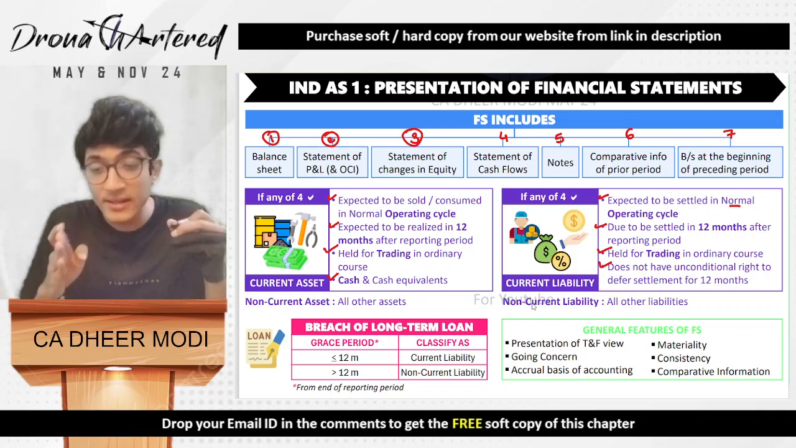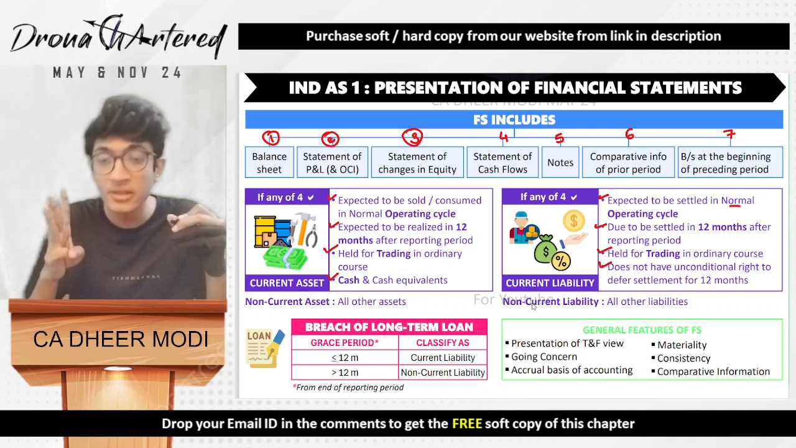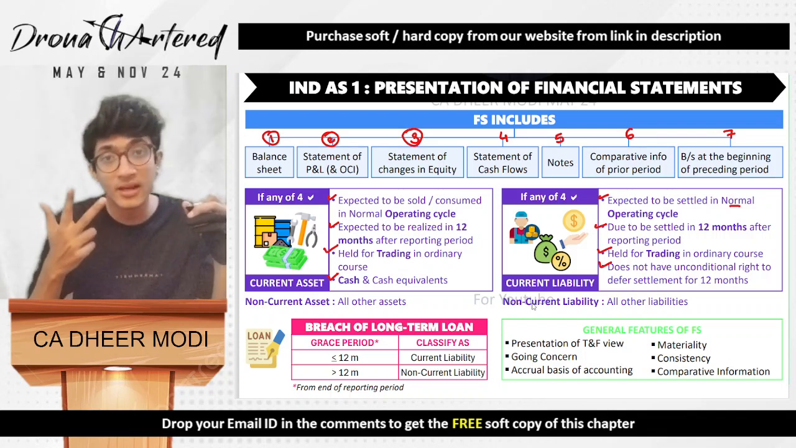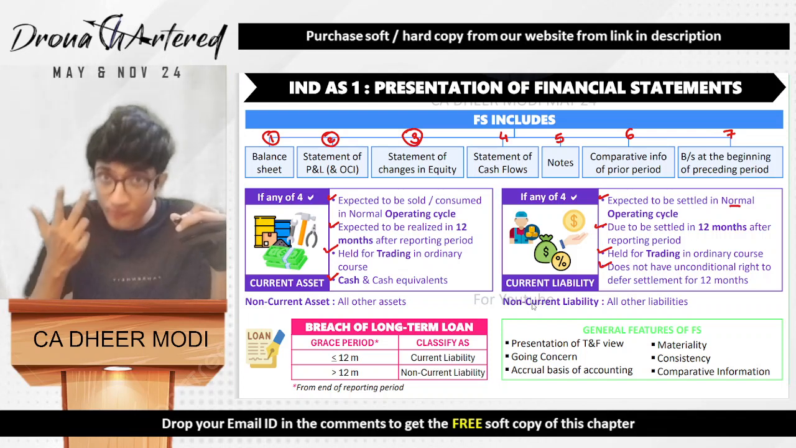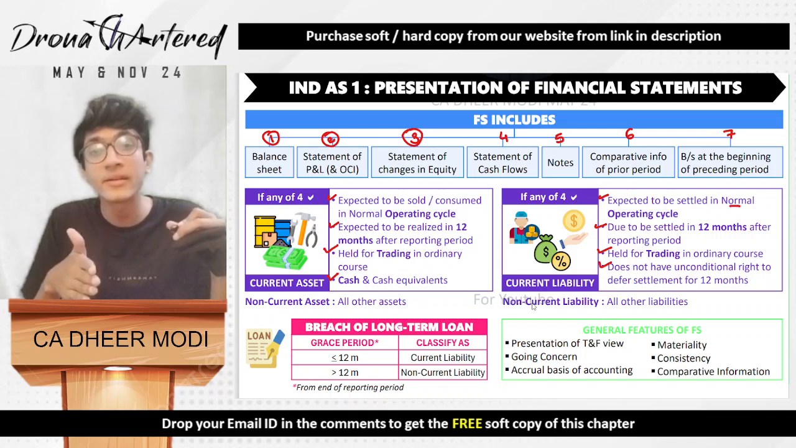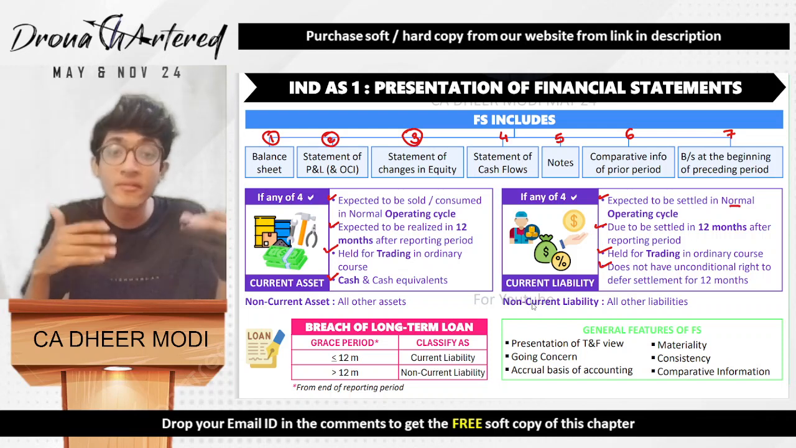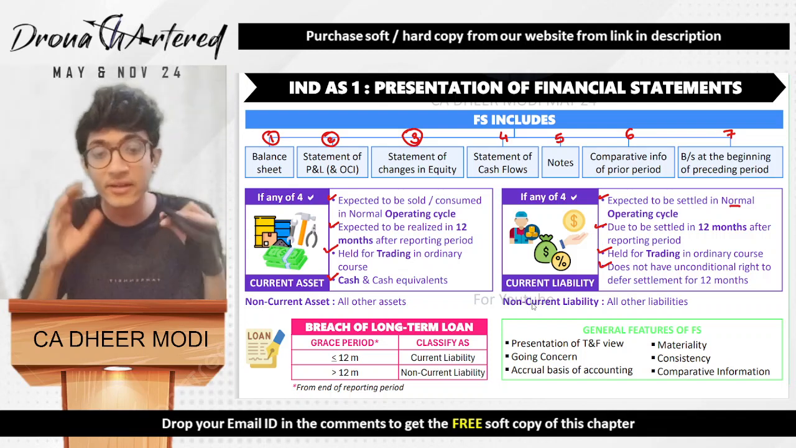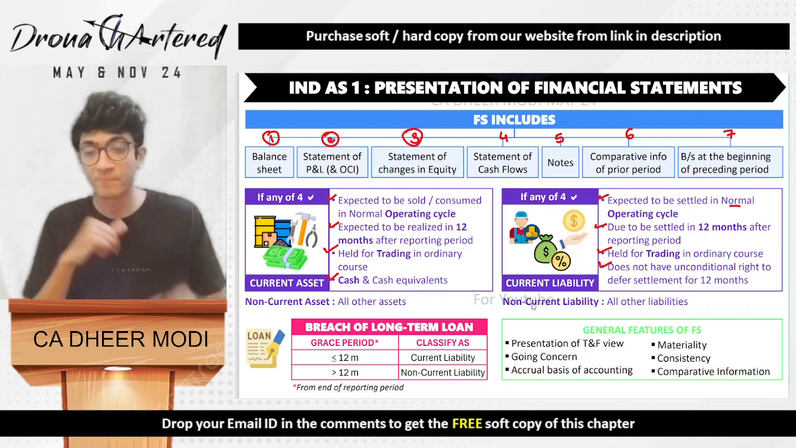So current asset and current liability have three things in common: first, the operating cycle; second, the 12 months; and third, trading in ordinary course of business. The fourth is the only difference. In assets it is cash and cash equivalents, and in current liabilities it is that you do not have an unconditional right to defer settlement. If you have an unconditional right to defer the settlement for the next 12 months, it does not become a current liability.